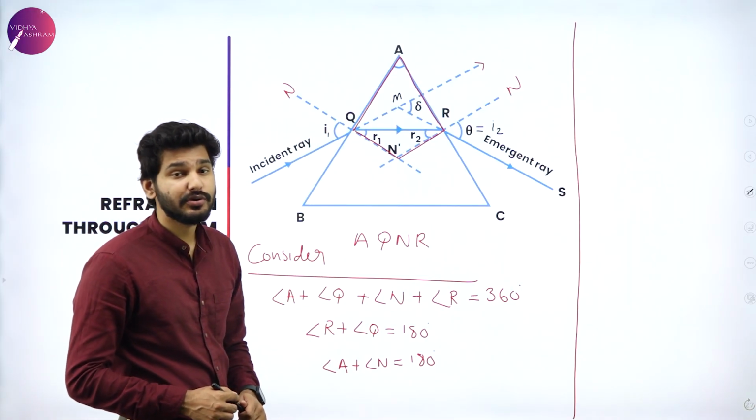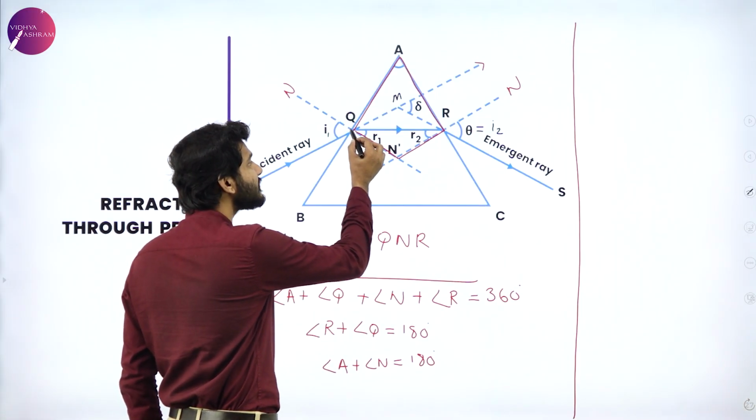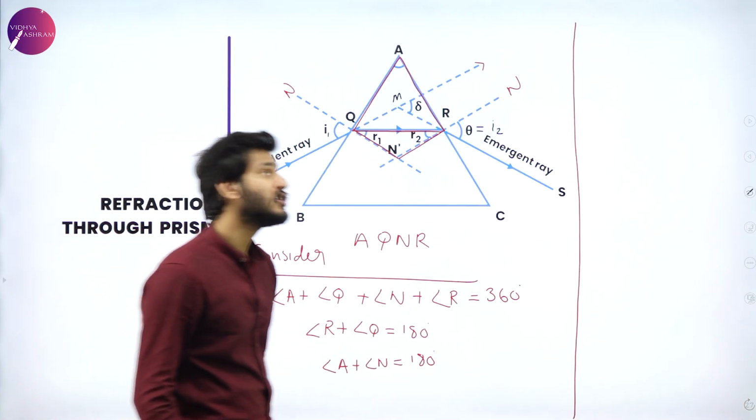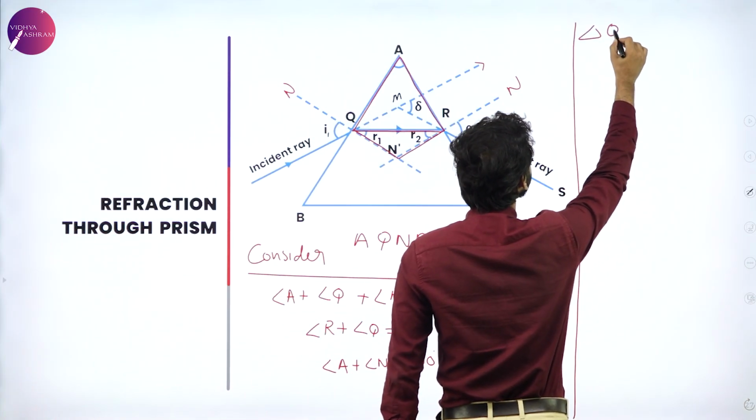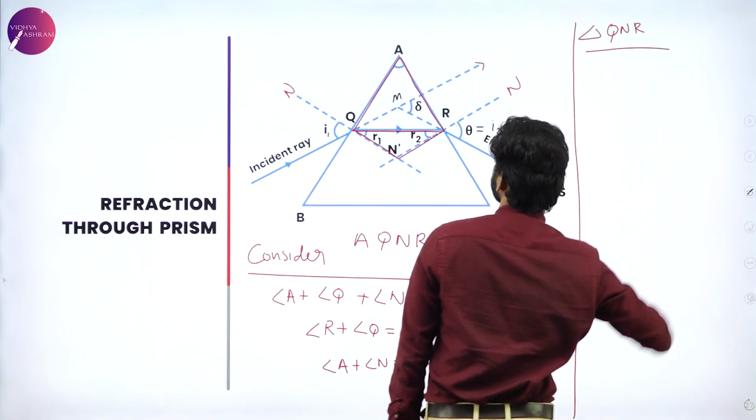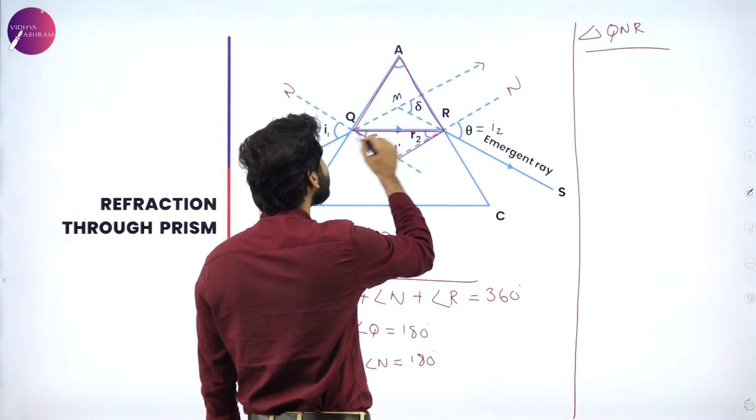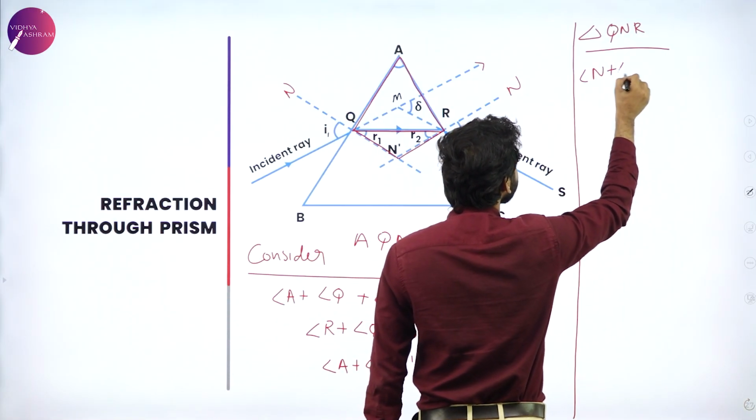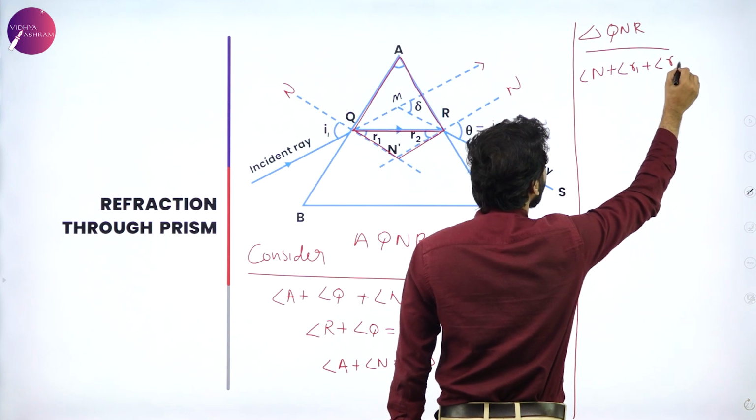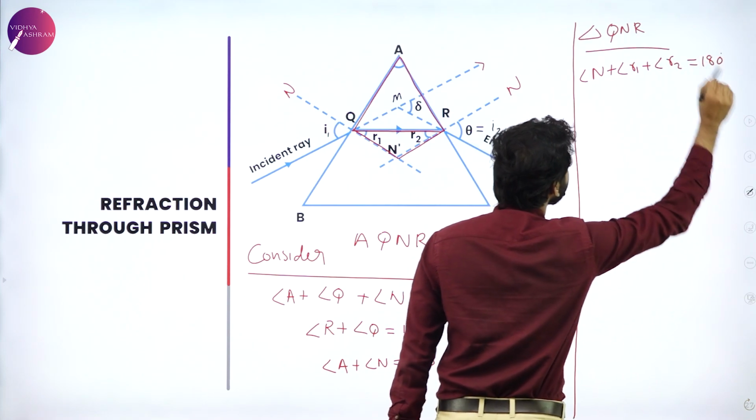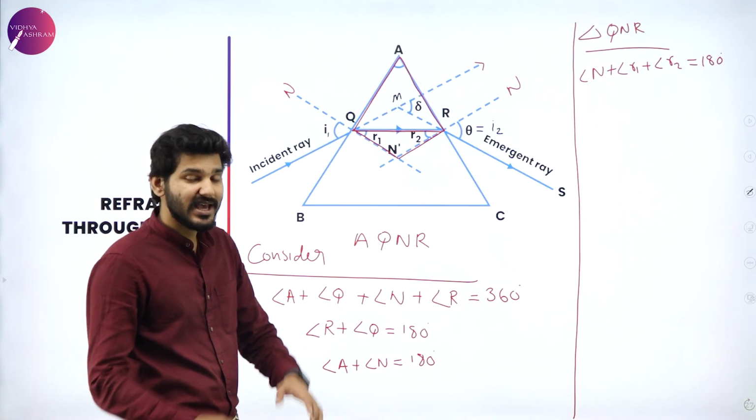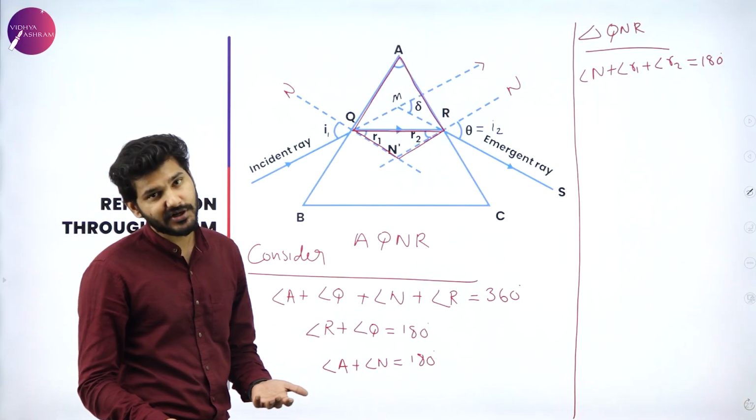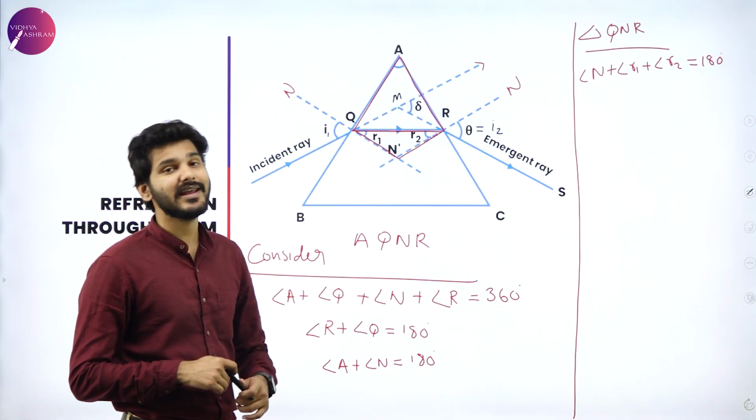Next thing we are going to do is consider this small triangle that is here. That is triangle QNR. So considering triangle QNR, I can say that angle N plus angle R1 plus angle R2 is equal to 180 degrees, because the sum of internal angles of a triangle will be equal to 180 degrees.